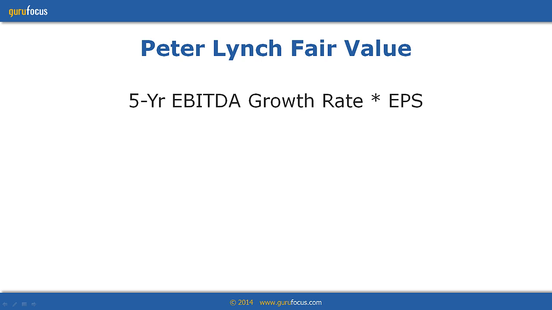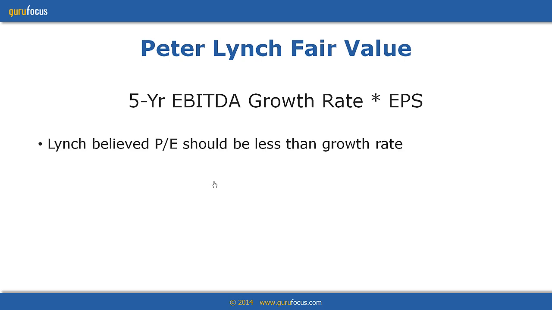So if the stock is growing earnings at 30% a year, you can pay up to 30 times earnings. If it's growing at 15% a year, pay up to 15 times earnings. So what this does is just take the 5-year growth rate, and we look at EBITDA, it's pretty consistent, times the earnings per share. And since he believed the PE should be less than the growth rate, his model basically says the PEG ratio should be less than 1. P should be less than growth. So P divided by growth should be less than 1.